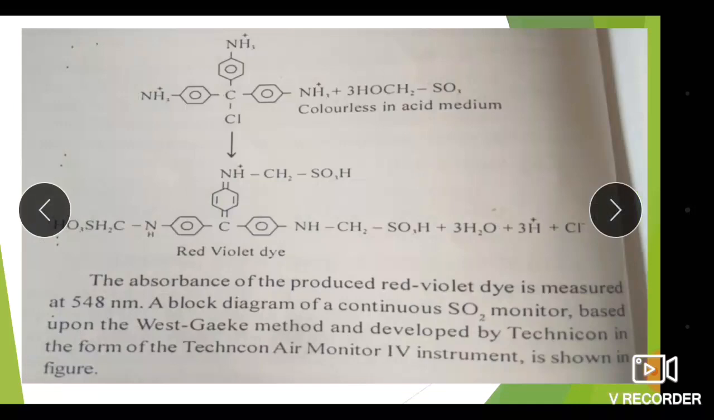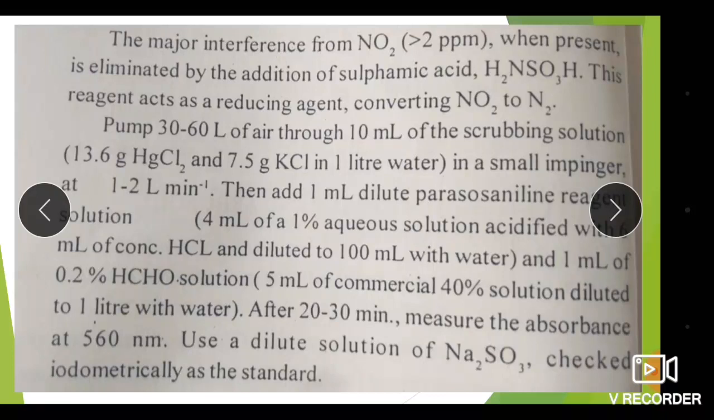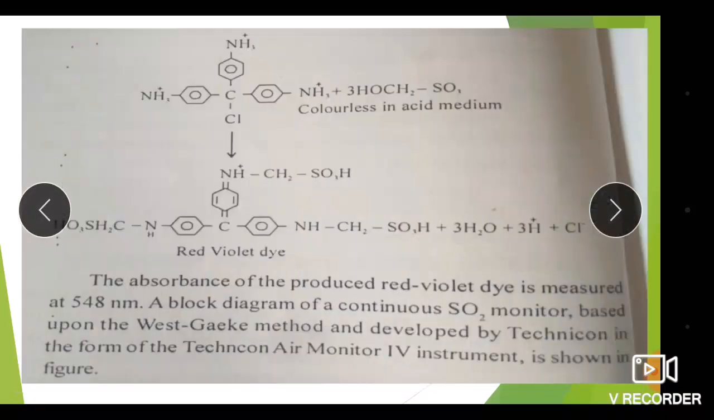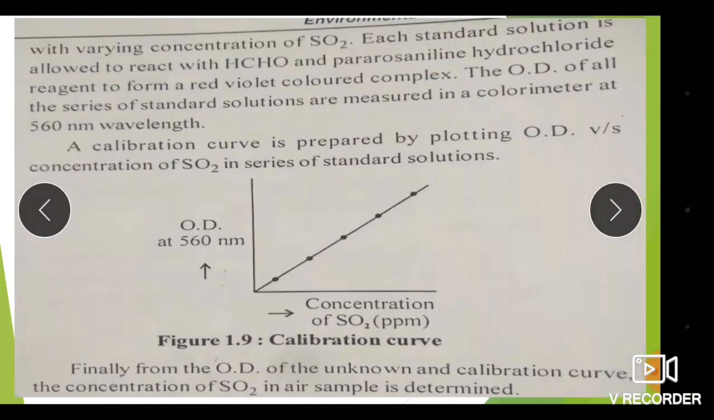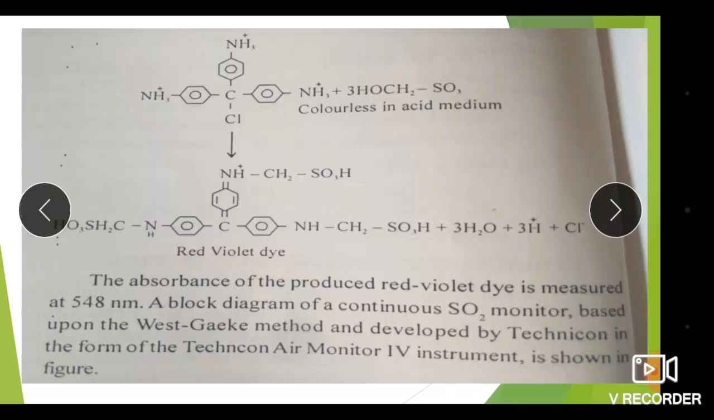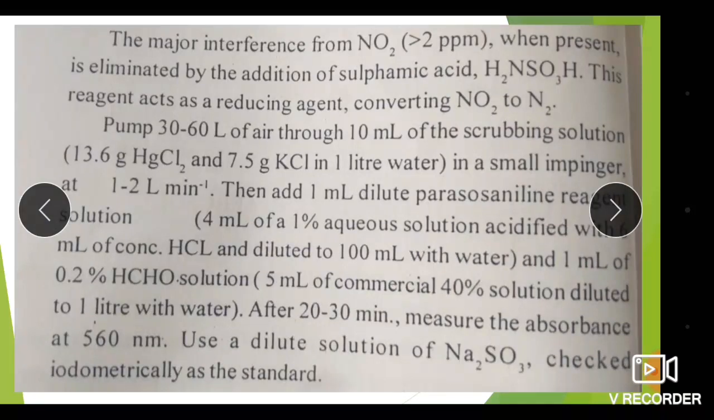The block diagram for the continuous SO2 monitor based upon the West-Gaeke method, developed by Technicon in the form of the Technicon air monitor instrument, is shown in the figure. So this is about the determination of SO2 in the air sample by the West-Gaeke method.